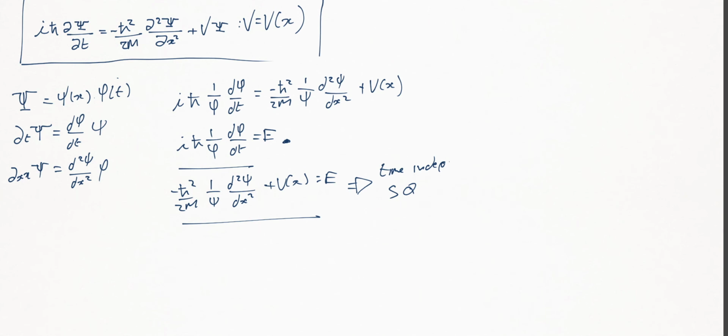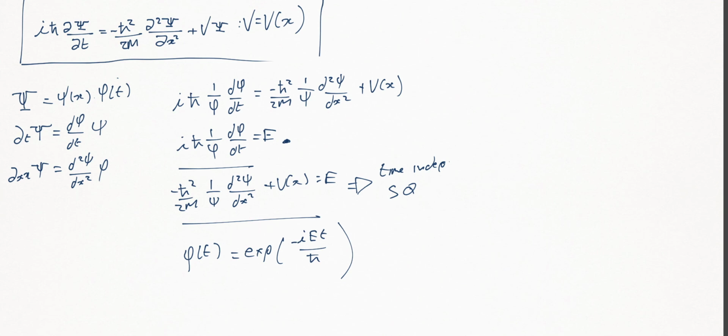This is actually just a first order ordinary differential equation, and the solution will be the exponential function of minus i times E, which is our separation constant, t over h bar. And this is going to be true no matter the wave function or potential.